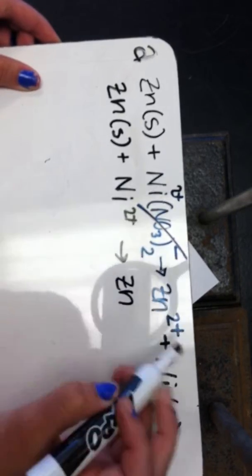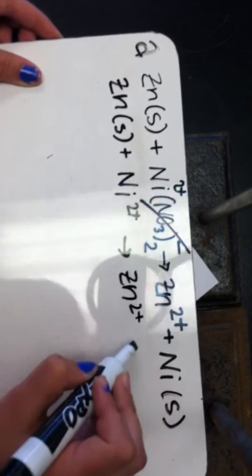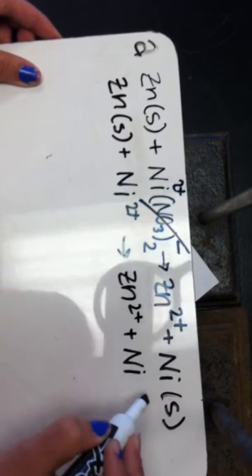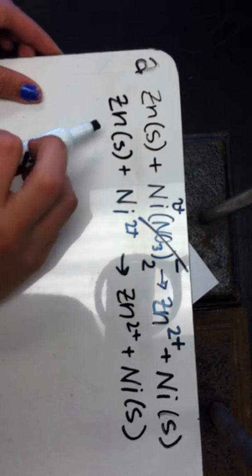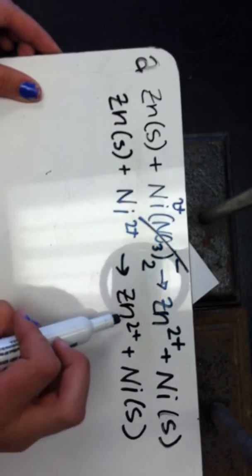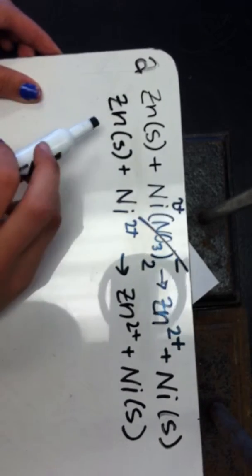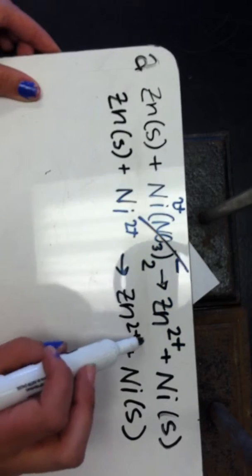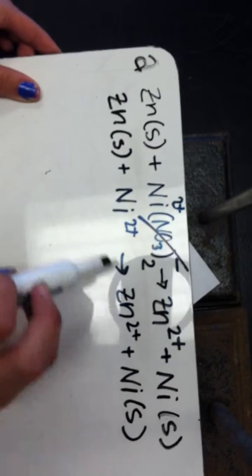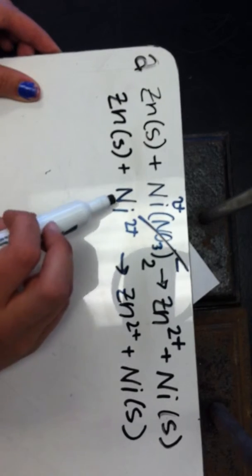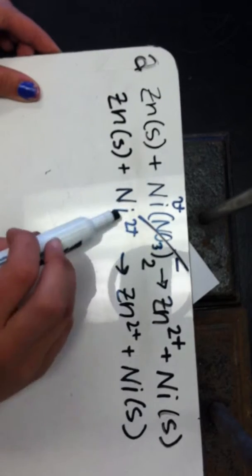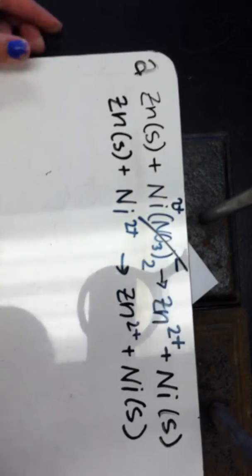makes zinc ion plus a nickel solid, and that means that the zinc is being oxidized because it loses electrons by having a 2+ charge going from a 0 charge to a 2+ charge, and the nickel is being reduced because it gains electrons going from 2+ charge to 0 charge.